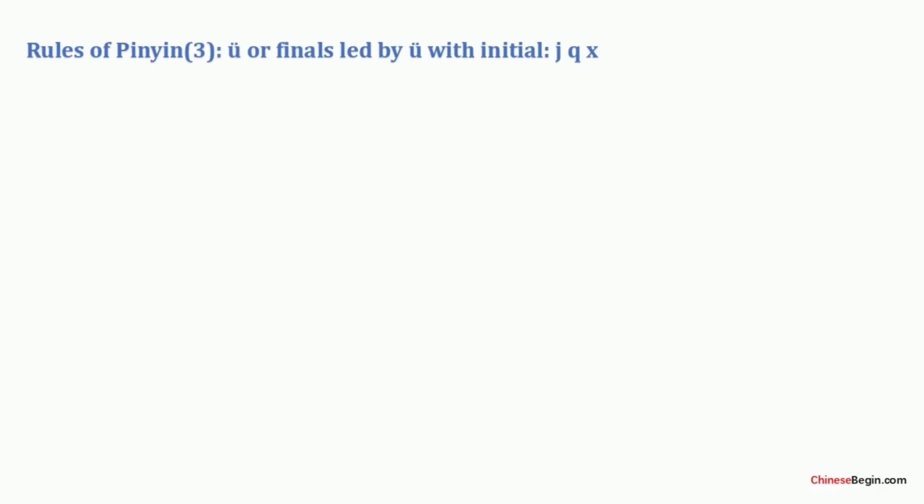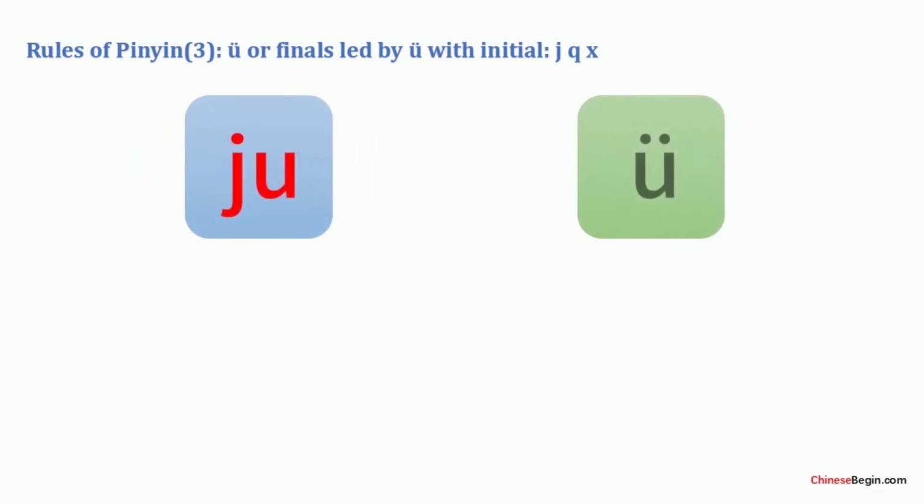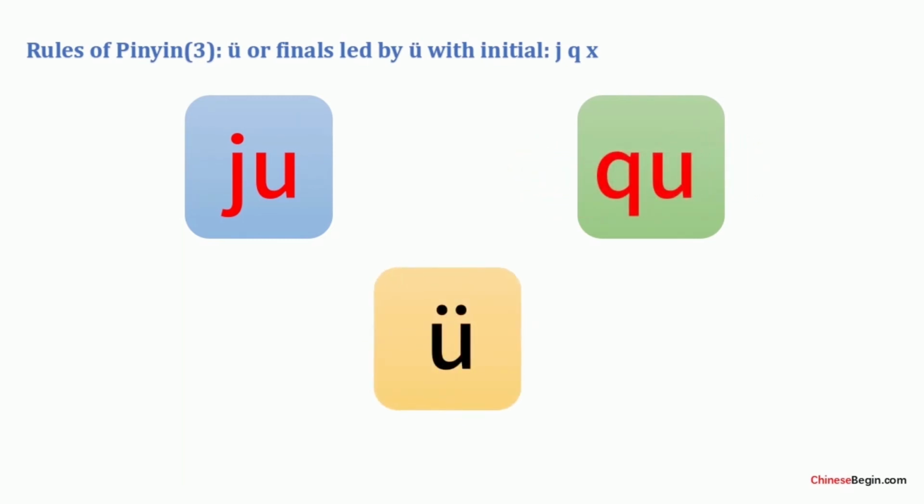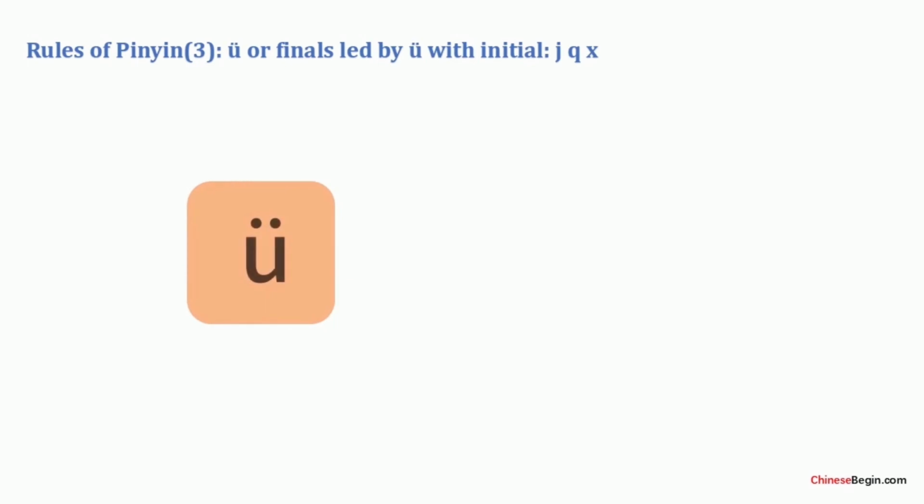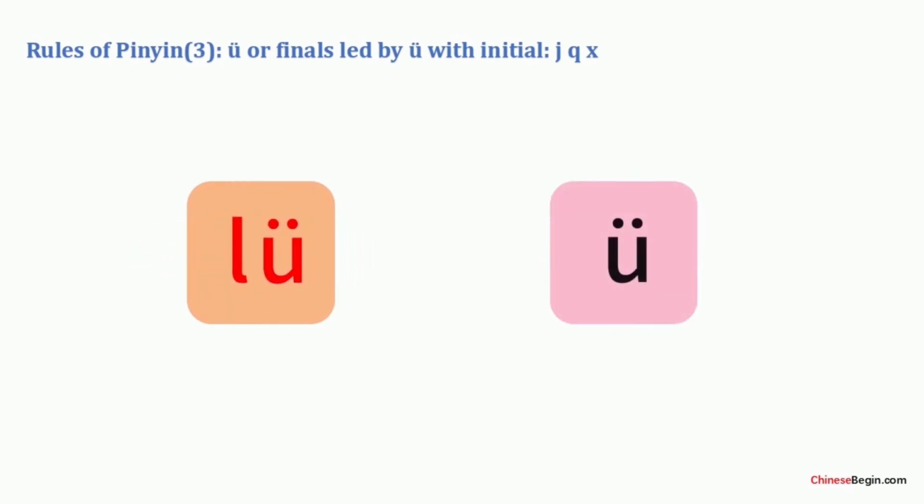Then, let's look at the third writing rule of Pinyin: ü or finals led by ü with initials j, q, x. When ü or a final beginning with ü follows j, q, or x, the two dots on the top of ü should be removed. For example, however, if the initial is l or n, the form is nü and lü respectively.